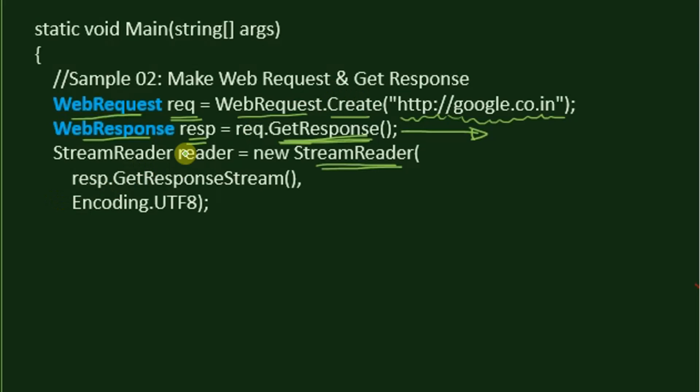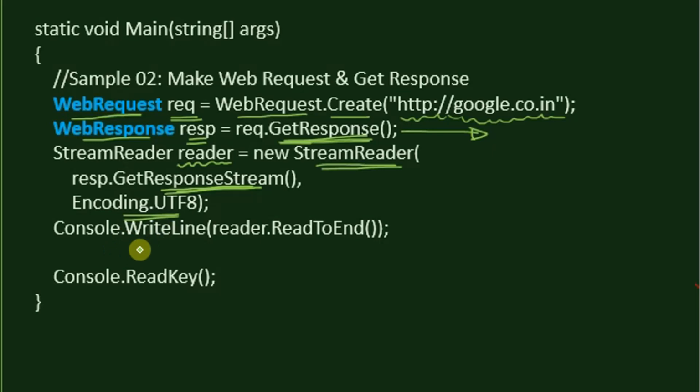GetResponse will give the response, and this is RESP, and we create a StreamReader. For the StreamReader, we are making use of response.GetResponseStream. So here we get the stream, and we are doing the encoding to UTF-8, and our StreamReader is created. So the reader is created based on the response stream, and we are doing the encoding. This is the reader.